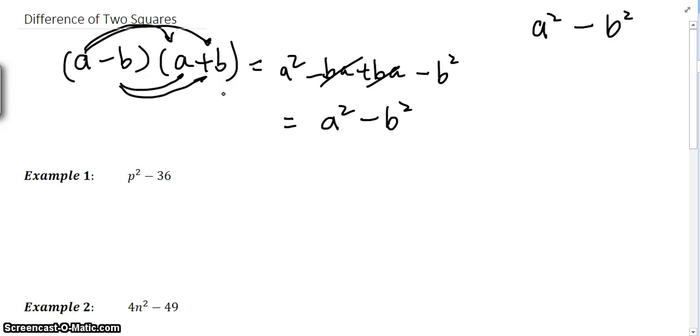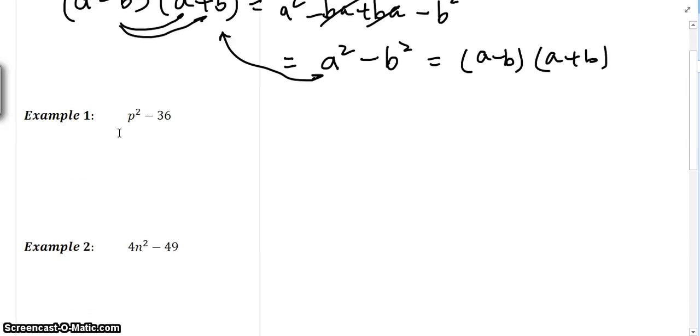So you can see that there is a relationship between this initial thing of a minus b, a plus b, and a squared minus b squared. In other words, every single time you see something that looks like a squared minus b squared, you can quickly use a shortcut method and just go a minus b, a plus b. So let's apply that to a couple of questions now.